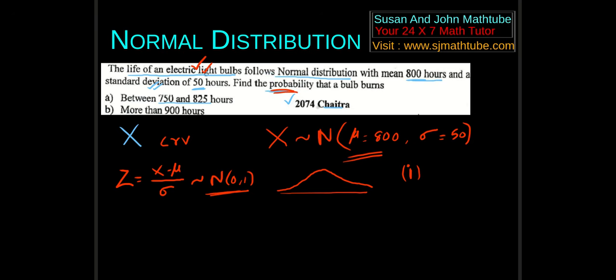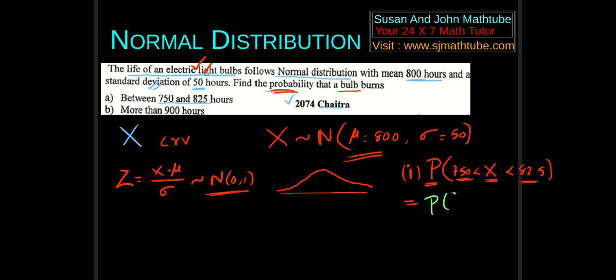What is the probability the bulb burns? Okay, so I'll put it in mathematical form. What is the probability the life of the bulb, which we denoted by X, is between 750 and 825? In the first problem itself we saw how to write this between condition. This means X is between 750 and 825. Now what to do next? Exactly, we have to standardize this.